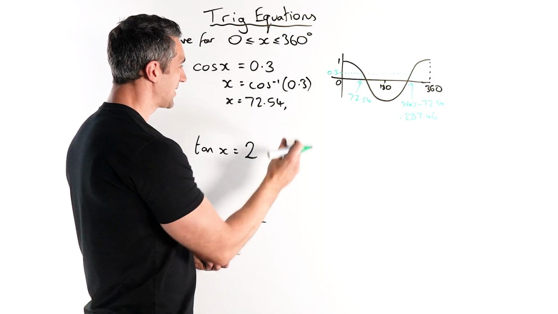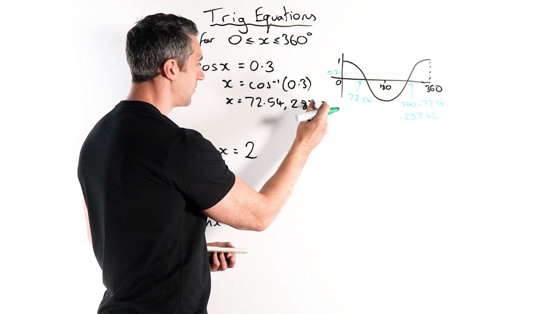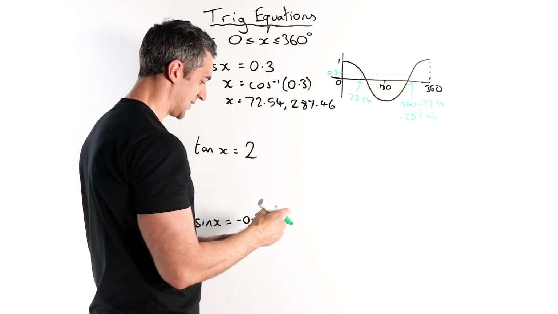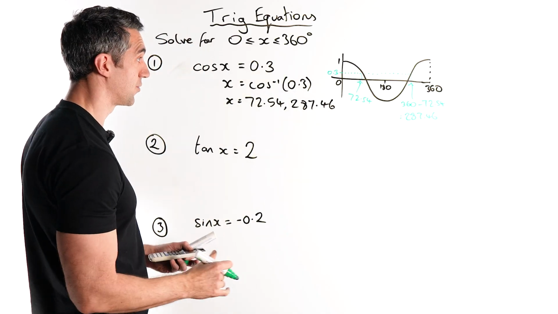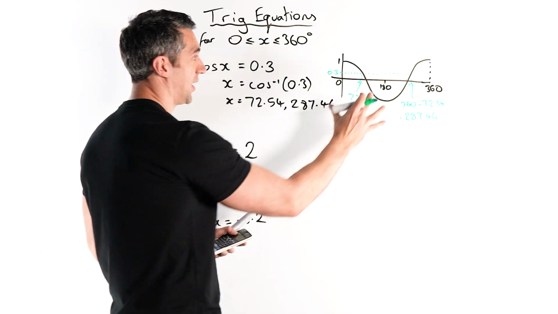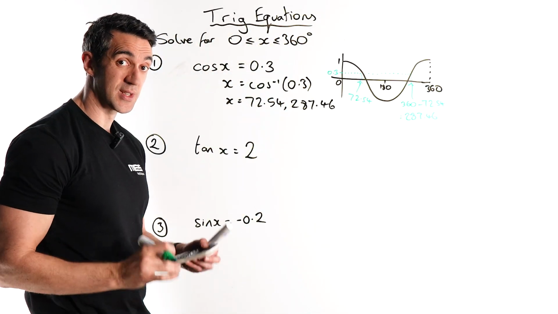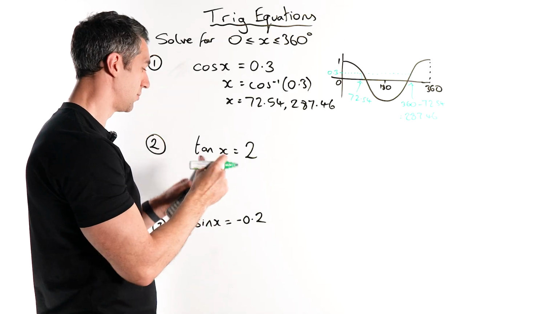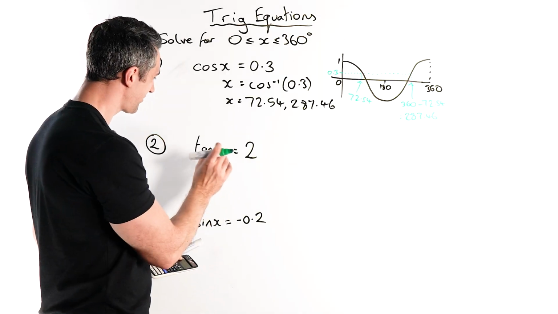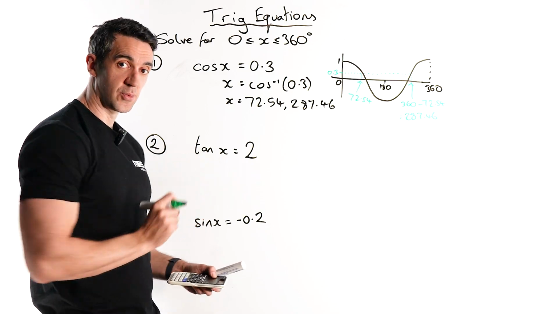So I go and add it to my list. So I add 287.46, and that's it. Right, there are no more solutions between 0 and 360. If I was looking for those, I'd have to move along to the next cos graph, which would then go past the 360 degrees I have here. All right, so there we go. First equation solved. Next one, tan x equals 2.